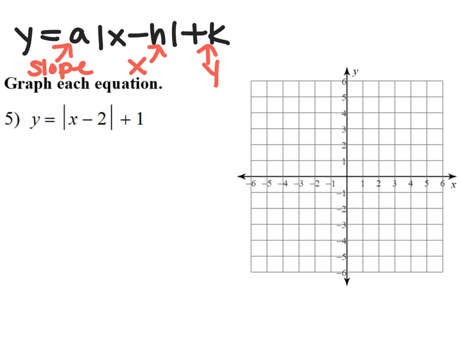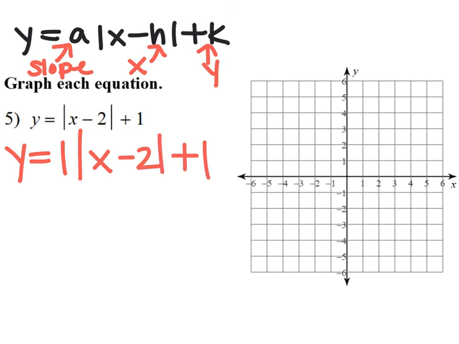For the final example, we are going to combine both the vertical and horizontal transformations into one graph. So first, let's rewrite our equation in standard form. So it's y equals 1 times the absolute value of x minus 2 plus 1.